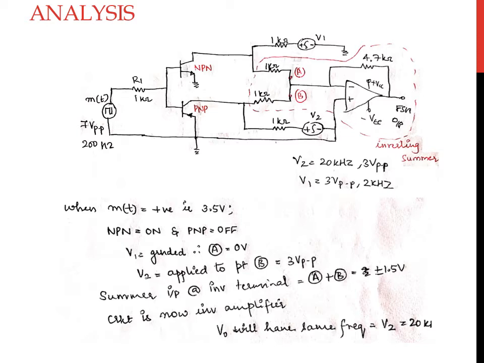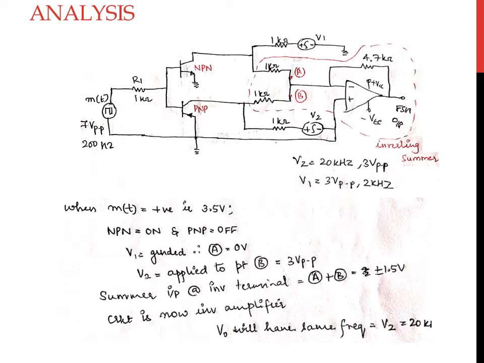When a positive voltage is applied to the base terminals, the NPN transistor will turn on and enter into the saturation region, whereas the PNP transistor will turn off. The NPN transistor will pull the carrier voltage V1 to ground and act like a short circuit, whereas the PNP transistor will be turned off since it is operating in the cutoff region and will act like an open circuit.